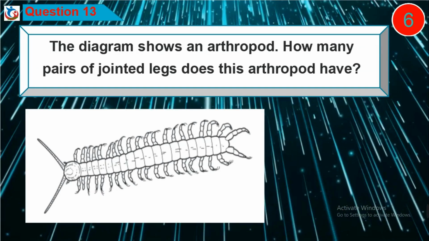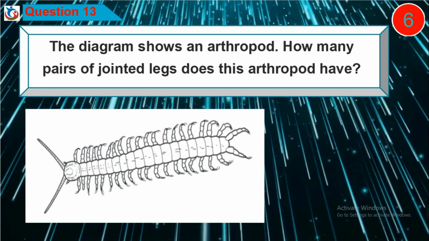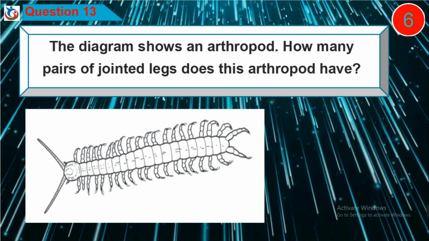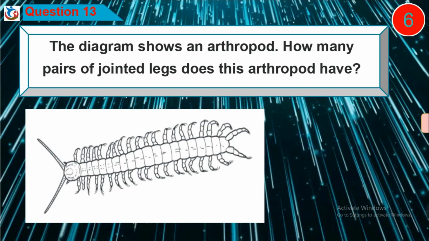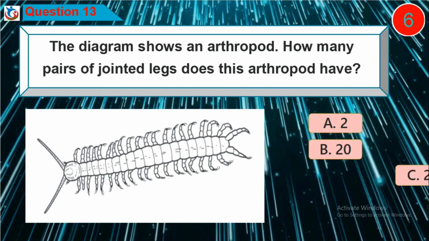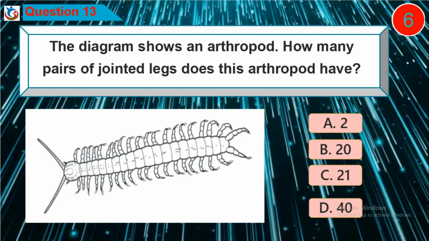Question 13. The diagram shows an arthropod. How many pairs of jointed legs does this arthropod have? Is it option A, B, C, or D?